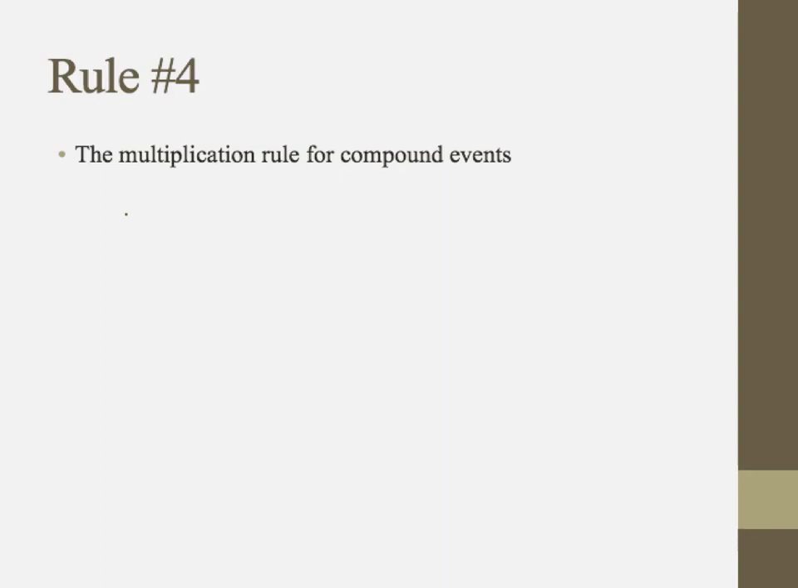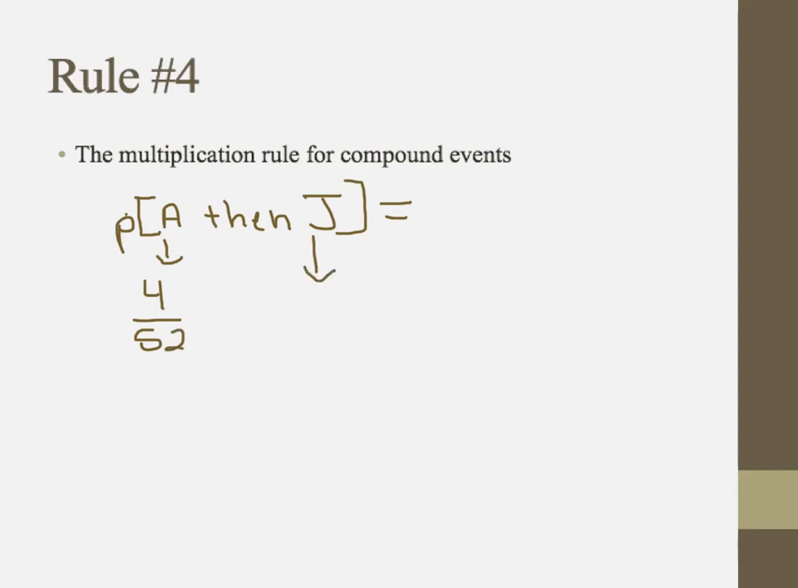So let's think about if we were to want blackjack. So we want the probability of ace, then jack. So after we've already achieved the ace, we want to get a jack so that we can complete that blackjack. So here, the probability of ace is 4 out of 52, and the probability of jack is also 4 out of 52. And so if we want to say that we're going to draw an ace and then a jack, we're going to use the multiplication rule and multiply these together.